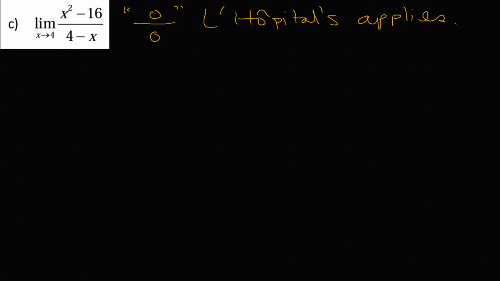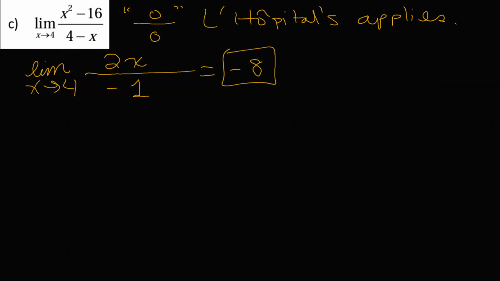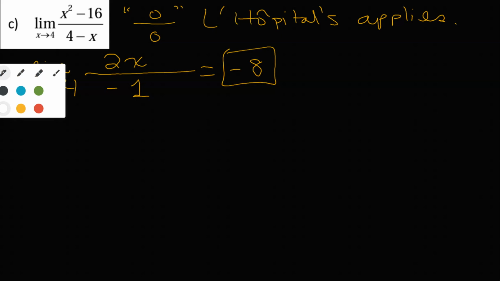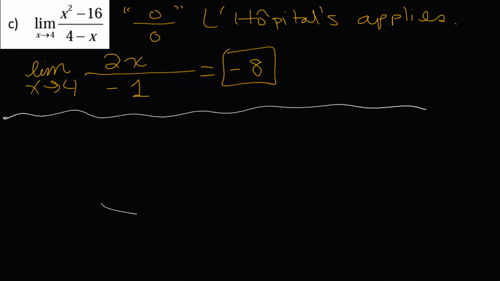Okay, so here if we were to use L'Hopital's rule, we would have the limit as x goes to 4. On the numerator, the derivative is 2x. On the denominator, the derivative is negative 1. So when I plug in the 4 now, I would have negative 8. Okay, so that is using L'Hopital's rule.